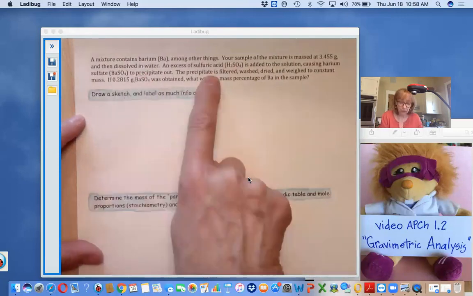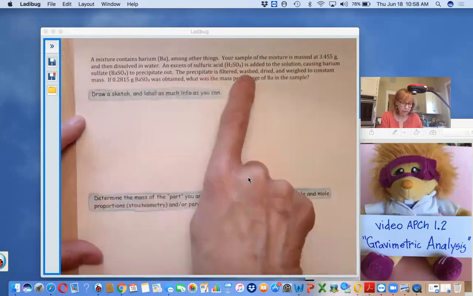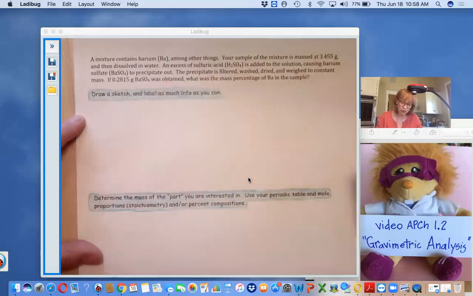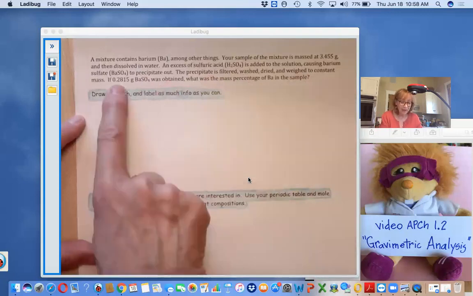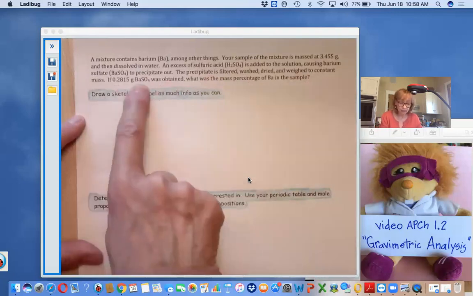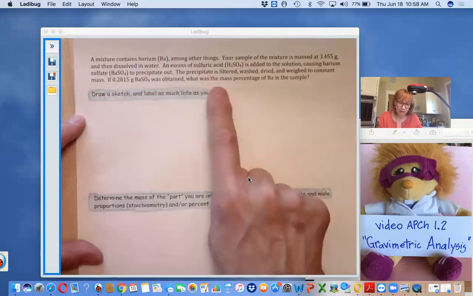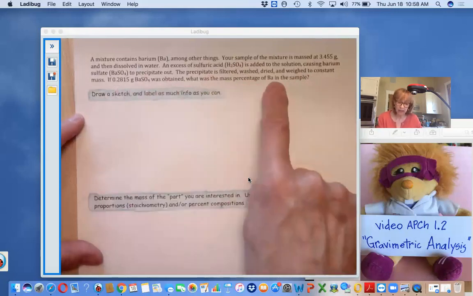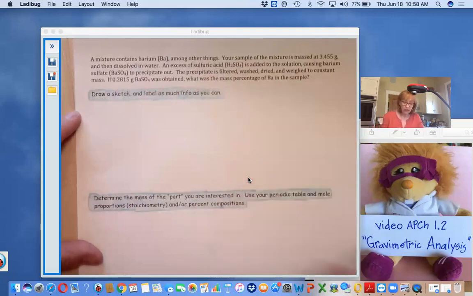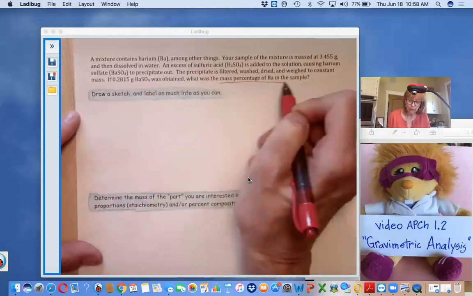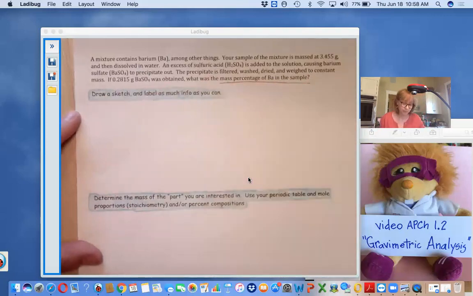An excess of sulfuric acid is added, causing barium sulfate to precipitate out. The precipitate is filtered, washed, dried, and weighed to constant mass. And then we mass that barium sulfate precipitate. And here's our question: what was the mass percentage of barium in the sample? Okay, so this is what we're trying to find, the mass percentage of barium in the sample.